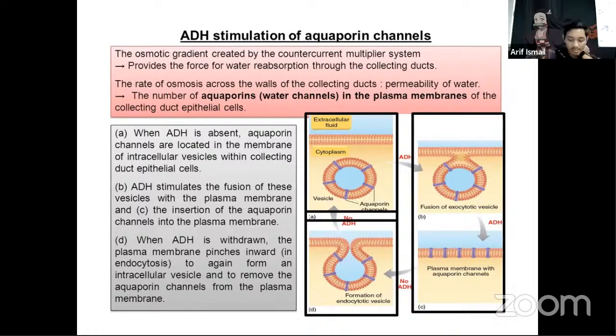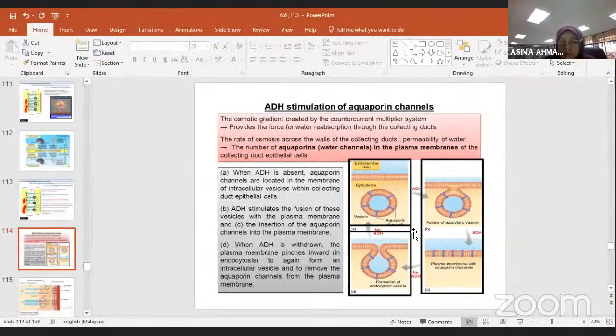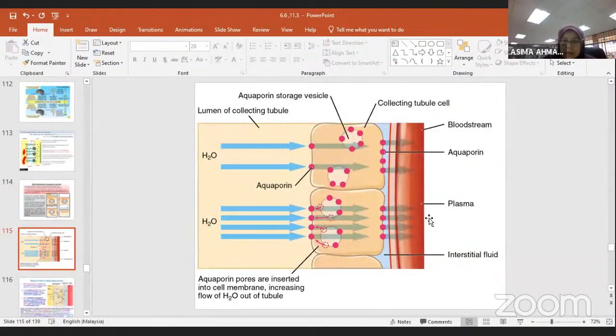This one is an addition from me, so that when aquaporin is mentioned, you know what it is. It actually refers to a water channel. This is more diagram showing aquaporins here also. So this is blood and this is the lumen of the collecting duct tubule. So aquaporins are inserted into the cell membrane, increasing flow of water out of the tubule.